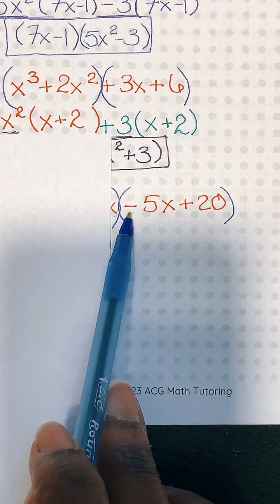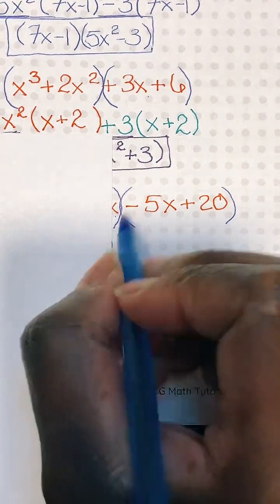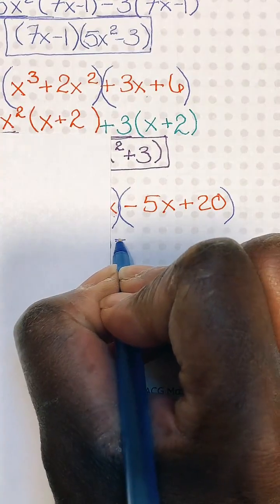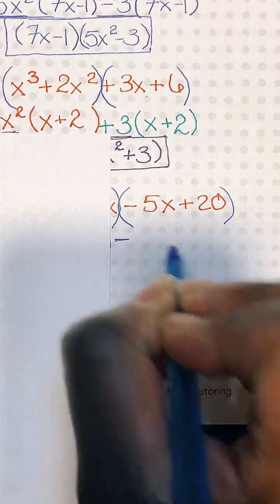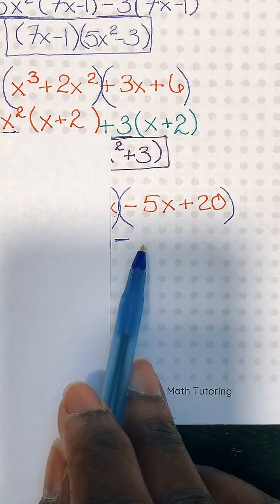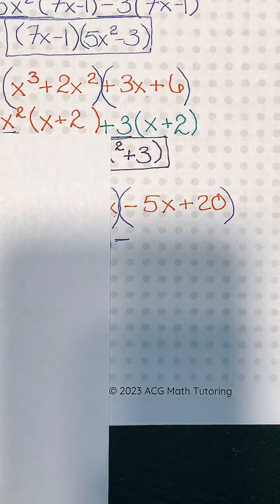But my leading coefficient is negative. So I need to pull the negative out. But negative what? What do they have in common?